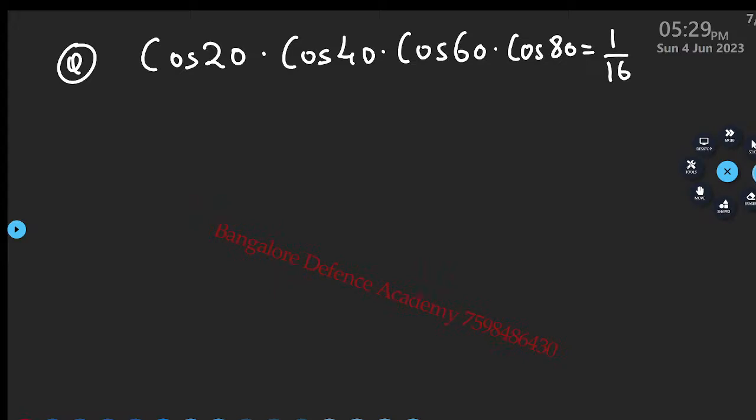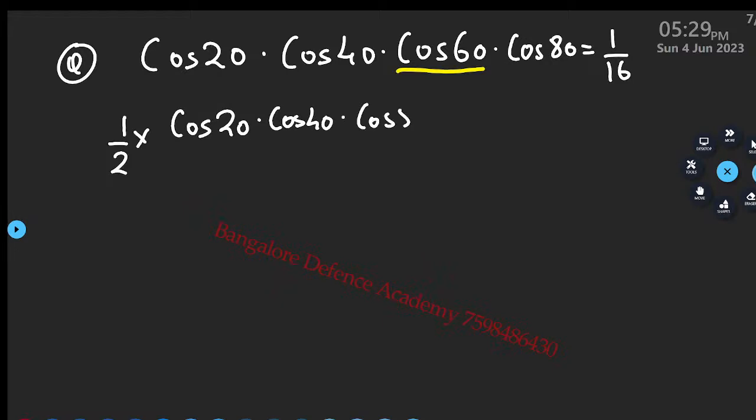ओके, अब मुझे ये बताओ, ये चारों में से in this 4 which value I already know? Cos 60 value I already know. What is that? 1/2. Tirupati, this is 1/2. Now you write down. What is the next question here? Cos 20 into cos 40 into cos 80.